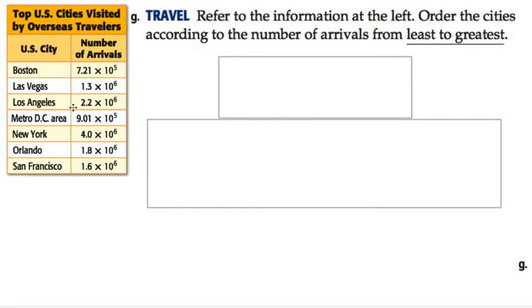So from that table that's given on the left, here's one for you to try. Order the cities according to the number of arrivals from least to greatest. Now our last table we went greatest to least, so you want to find the smallest ones first. So you're going to need to go ahead and find the ones with the smallest exponents. Notice they're different. This one has 10 to the 5th, and this one has 10 to the 5th, right? So compare these two first. Which one is smaller, 9.01 or 7.21? Well, it looks like the 7.21 is obviously smaller, so Boston is the least, followed by Metro DC, right?